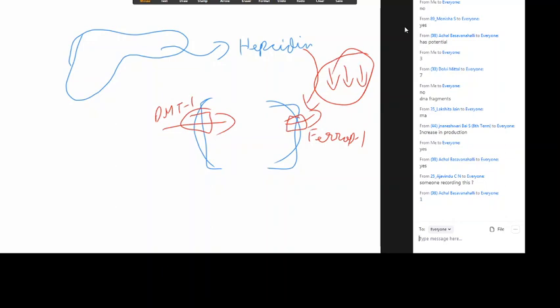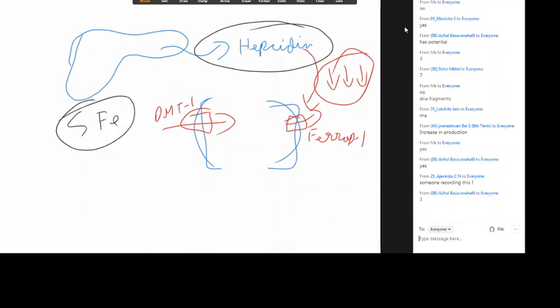Now, I'll give you a scenario. If at all I have a mutation, this mutation will decrease the production of hepcidin. So, what will happen to the serum iron levels? Will it A, increase, or B, decrease? A or B?